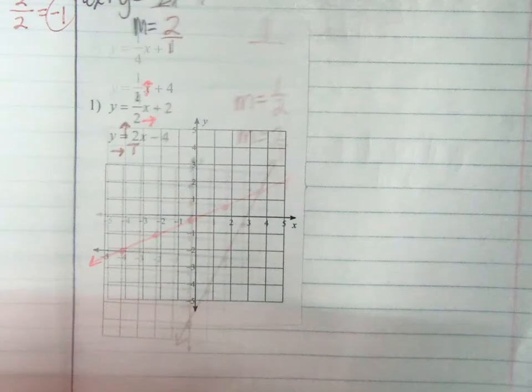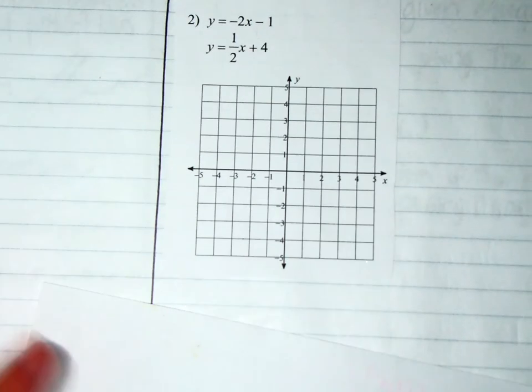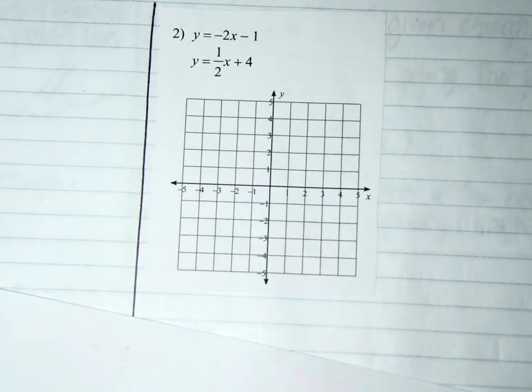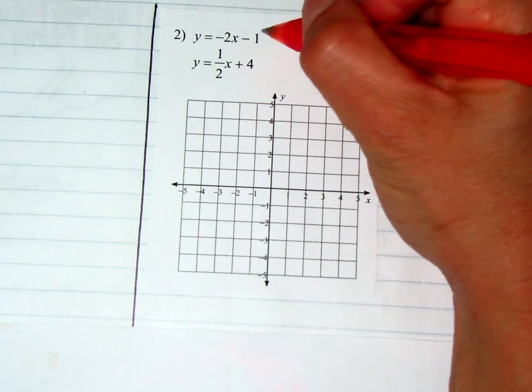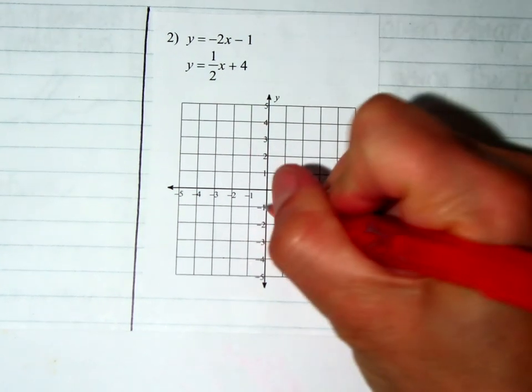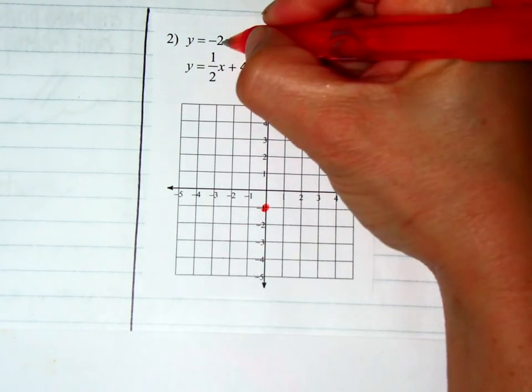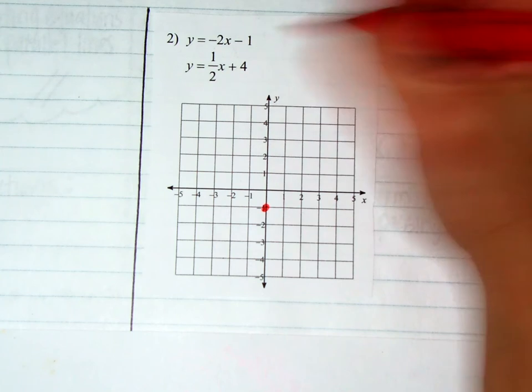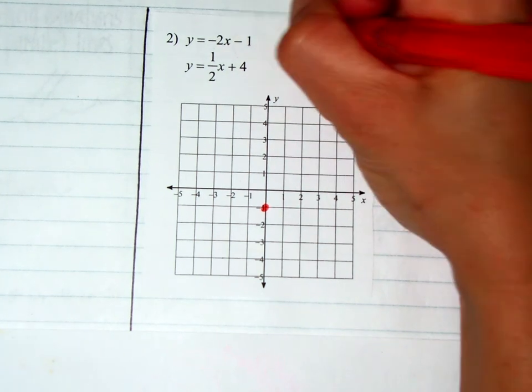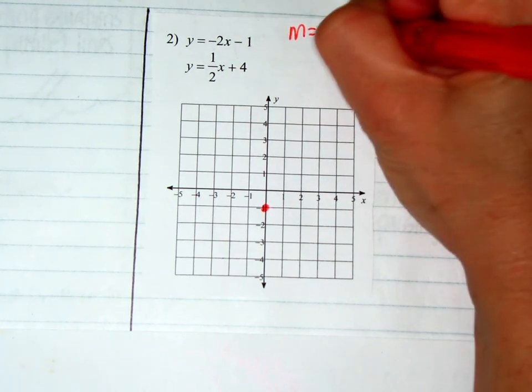All right, let's try a couple more. Okay, let's try this one. Same idea, we're going to graph. We're going to start at -1 on the y-axis. We're going to follow our slope because -2 is not a fraction. I'm going to make that a fraction, so -2 over 1.